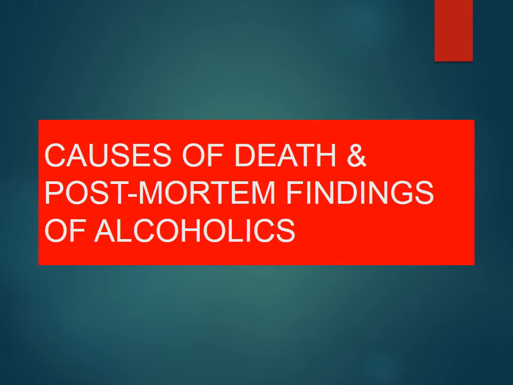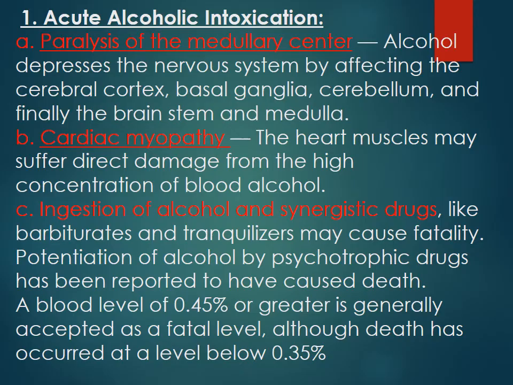Now, let's discuss the causes of death and postmortem findings of alcoholics. A. Acute alcoholic intoxication, paralysis of the medullary center. Alcohol depresses the nervous system by affecting the cerebral cortex, basal ganglia, cerebellum, and finally, the brainstem and medulla. B. Cardiac myopathy. The heart muscles may suffer direct damage from the high concentration of blood alcohol. Okay? It affects the heart.